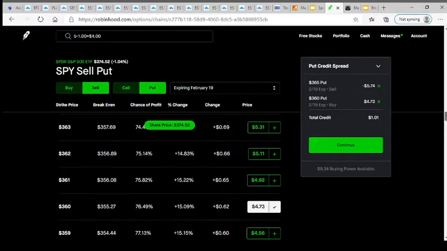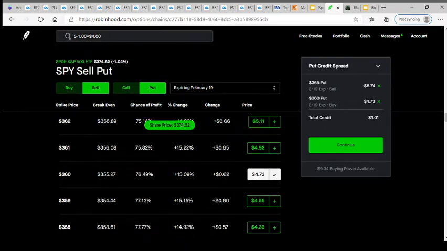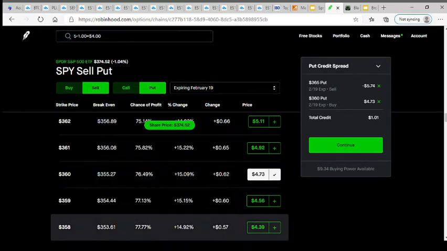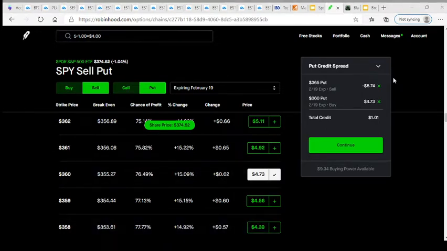So this is how to do it on Robinhood. I'm gonna switch over to Tasty because this is what I use, and it shows you a little better visual of your spreads and how to do them. Let me know if you guys have any questions.